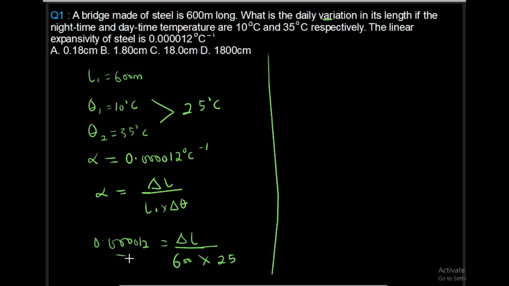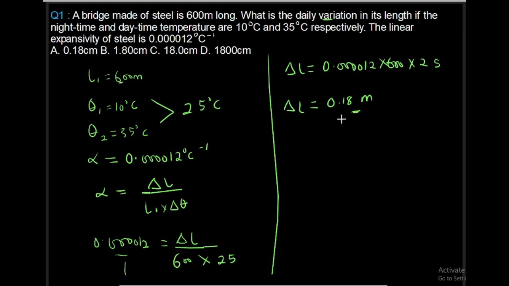So simplifying further, we can cross multiply, change in length times 1 equals change in length equals this times this times this. So we have 0.00012 times 600 times 25. So our change in length now is going to be, we use our calculator here, 0.00012 times 600 times 25. That will give us 0.18 meter. This is in meter, 600 meters.